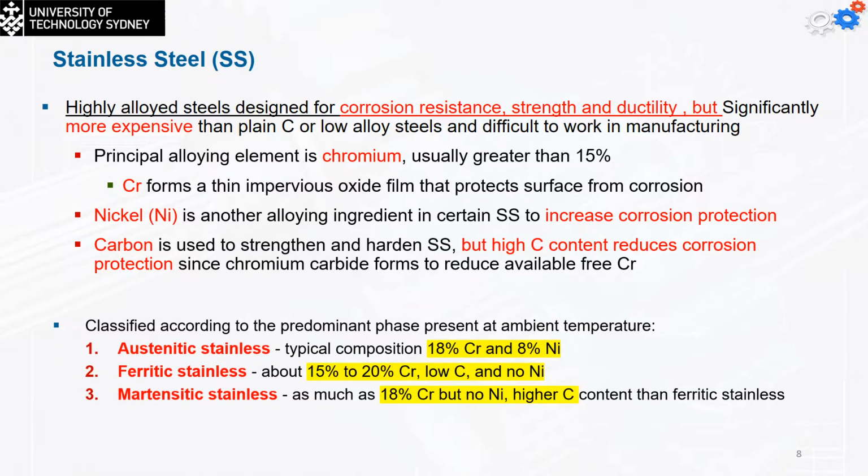Stainless steel is usually classified according to the predominant phase present at ambient temperature. It can be classified as austenitic stainless steel, whose typical composition is 18% chromium and 8% nickel. For ferritic stainless steel, you have 15 to 20% chromium, low carbon, and no nickel. For martensitic stainless steel, you have up to 18% chromium but no nickel and higher carbon content.